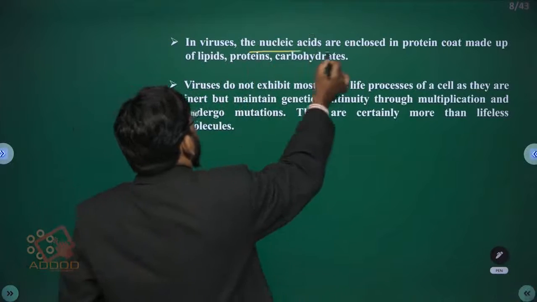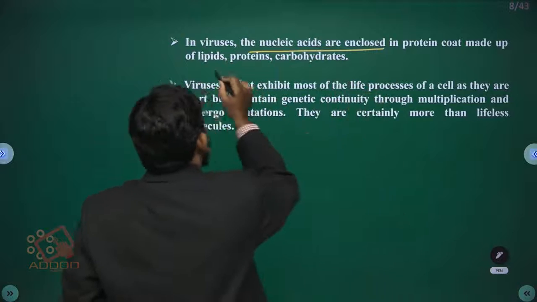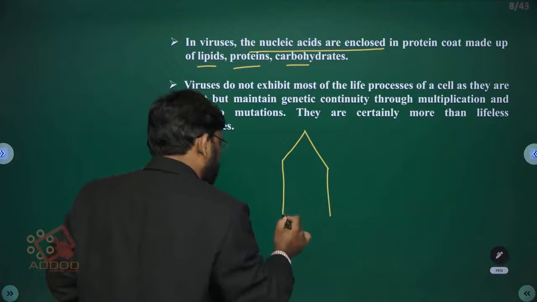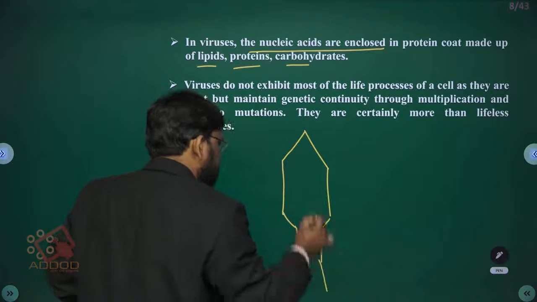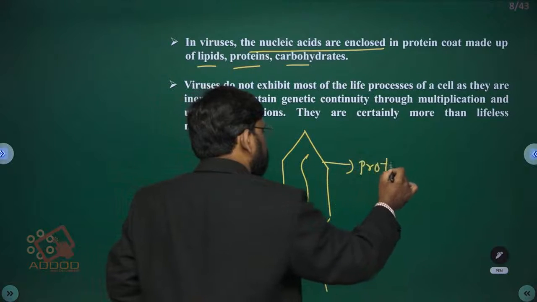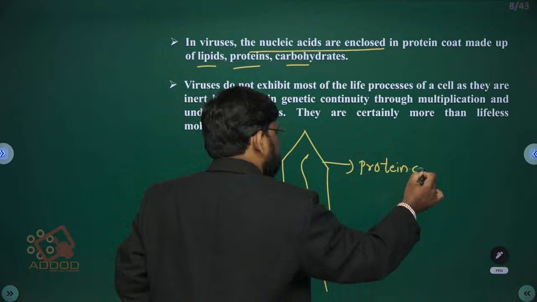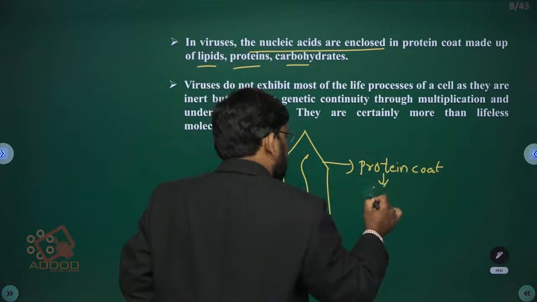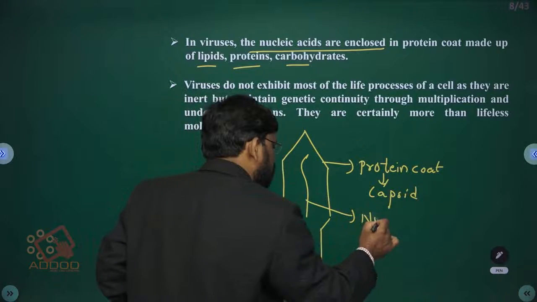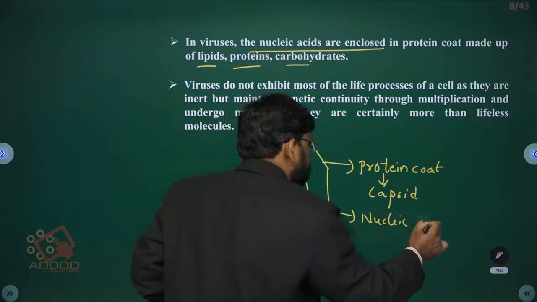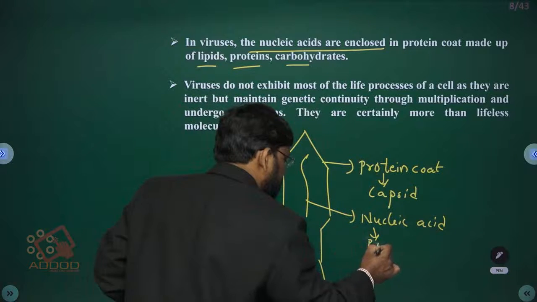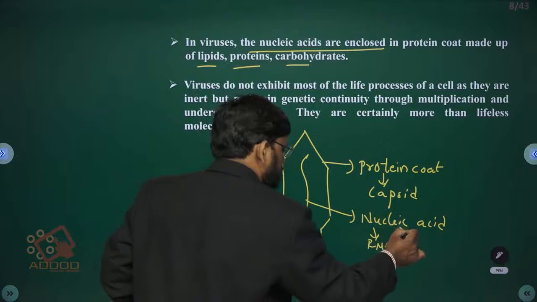In virus, nucleic acids are enclosed in a protein coat. So what is a virus actually made up of? Let us think of this as an example of a virus. A virus has two things. One is the protein coat, which simply speaking is called the capsid. This protein coat is called the capsid, and inside is the nucleic acid. So virus has only two things, nucleic acid and the protein coat, and that nucleic acid is usually RNA, but sometimes it can also be DNA.